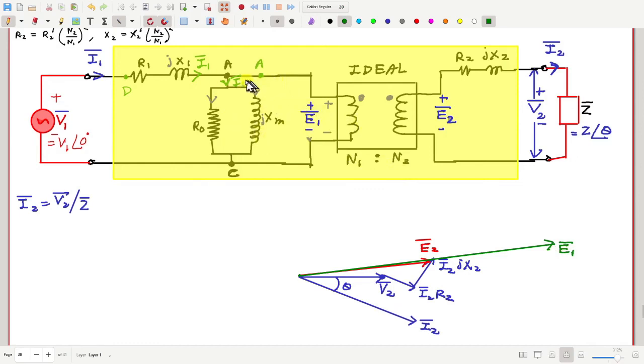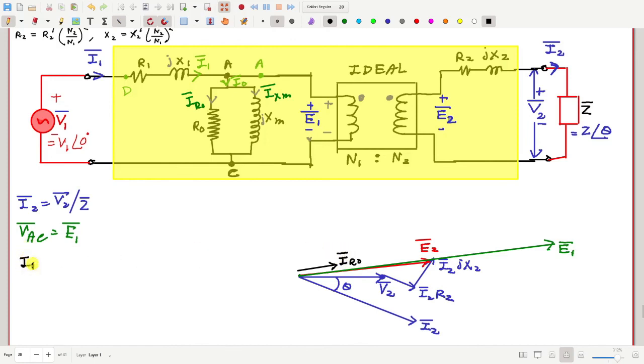Now once I know E1, next what can I do? This E1 is same as the voltage VAC. So here you notice VAC is same as E1. Now I can draw these two currents, IR0 and IXM. So IR0 will be E1 divided by R0. Let me just draw with a slight gap. This is parallel. So this is IR0.